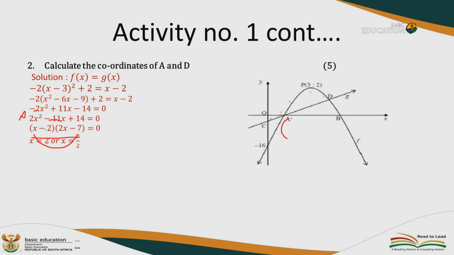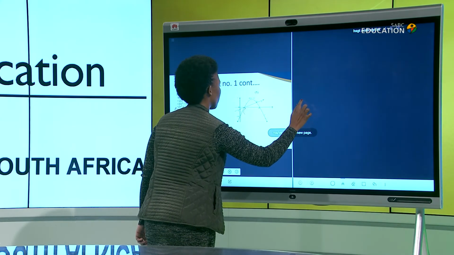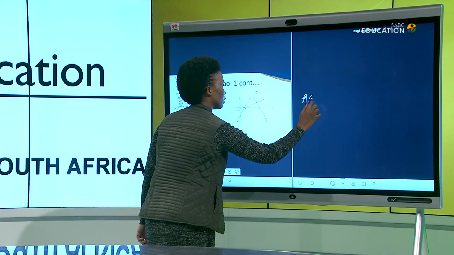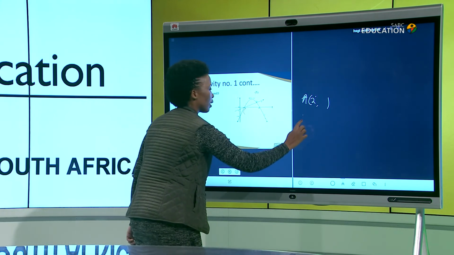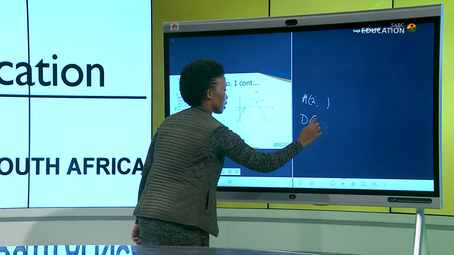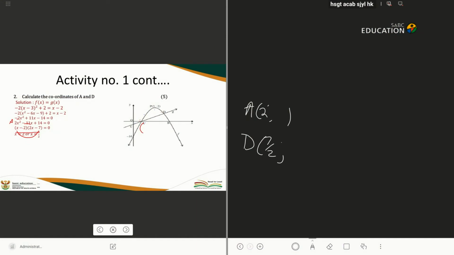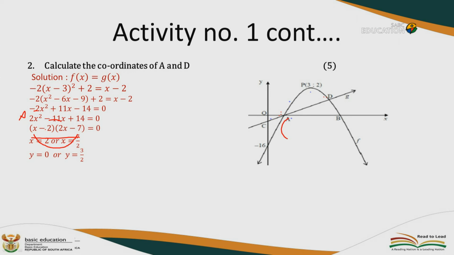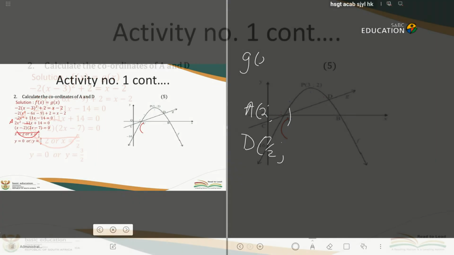The 2 will be the x-intercept of point A. Then point D, it's 7 over 2. So the x-intercept of point A is 2. Then the x-intercept of point D will be 7 over 2. All right? So for you to get the corresponding y values, you just have to substitute your x value into any function. You can substitute this into f at x or into g at x for you to get the corresponding y value. So let's just choose the straight line because it's going to be easy for us to determine the corresponding y value.